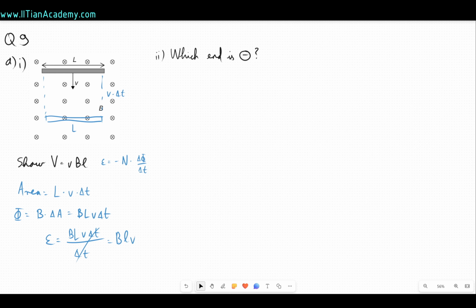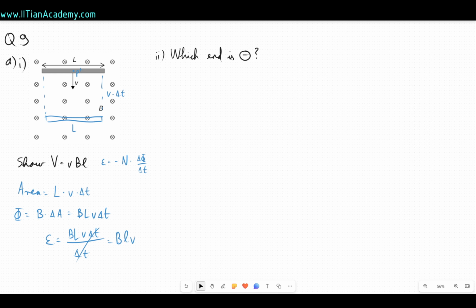And then in part 2 of A, we need to identify the end of the rod that becomes negatively charged. So what we need to do here is use our right hand to work this out. Let's say that we are considering the protons. Let's say we are a proton at the middle of the rod and we are moving downwards. So if we point our thumb down, so towards us down the page, the field is into the page.